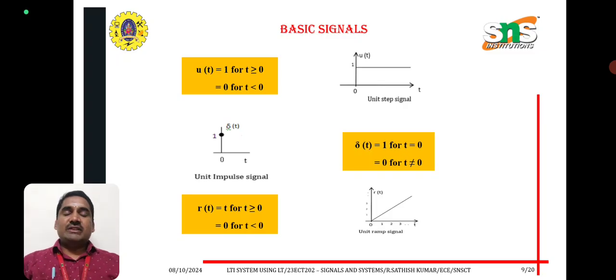Basic signals: unit step signal has 1 for t greater than or equal to 0, 0 for t less than 0. Delta of t is equal to 1 for t is equal to 0, 0 for t not equal to 0. Unit ramp function can be defined as t for t greater than or equal to 0, 0 for t less than 0. This is the graphical representation of unit step, unit impulse and unit ramp function.